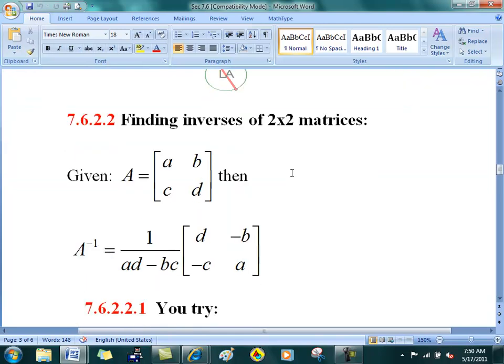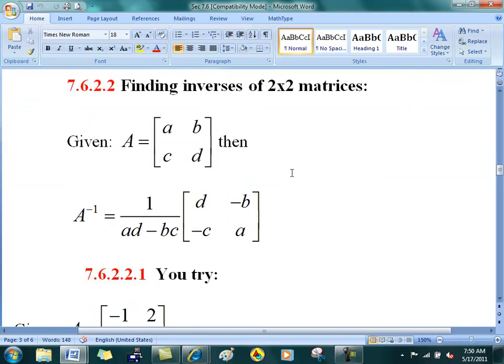Okay, finding an inverse of a 2 by 2 matrix. Here's another formula. For a 2 by 2, you don't do the style that I just gave you. It's very painful. Instead, here's a formula. This is the formula for finding the inverse of a 2 by 2 matrix.